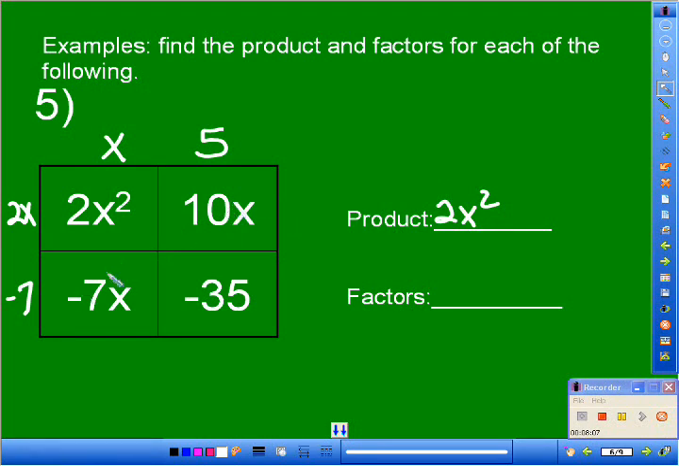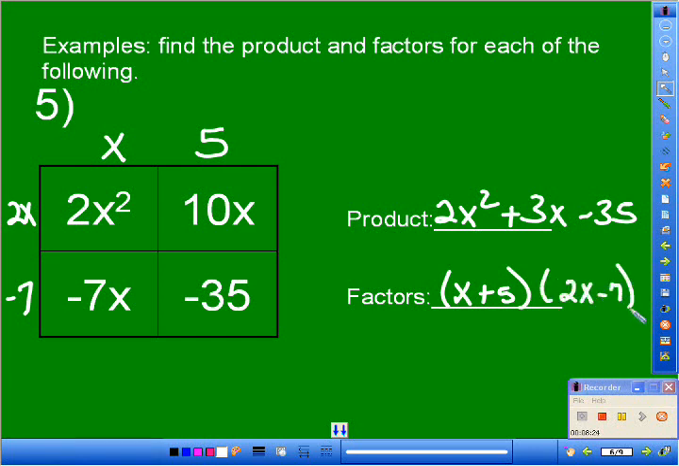Be careful collecting your like terms. You have positive 3x and then a negative 35. Your factor on top is x plus 5. Watch your signs carefully. And 2x minus 7. If you have a question, raise your hand. Otherwise, let's continue.